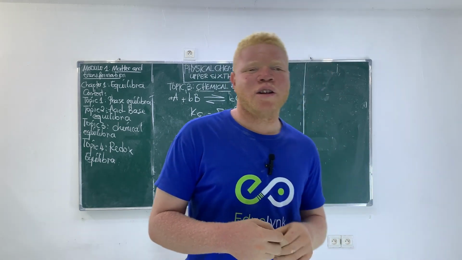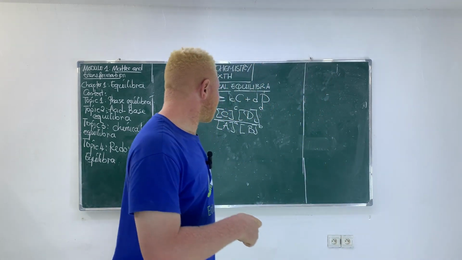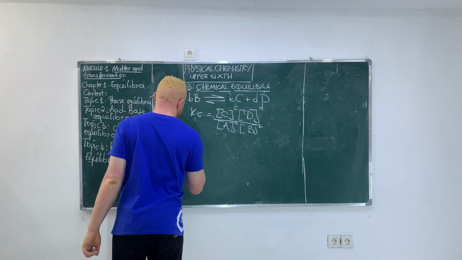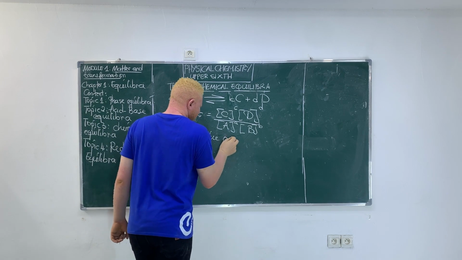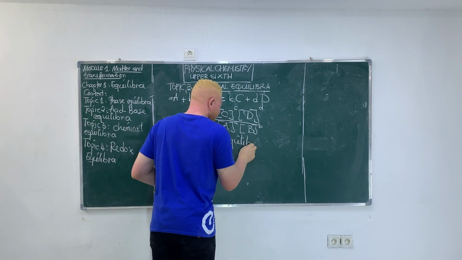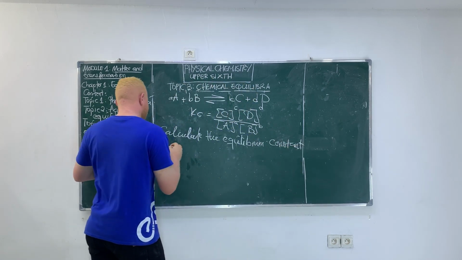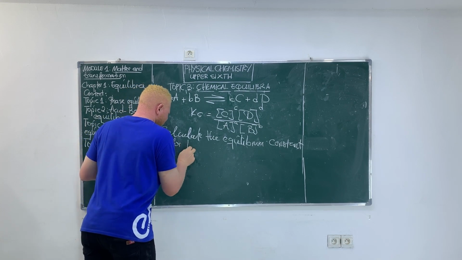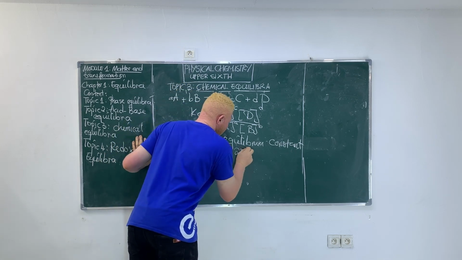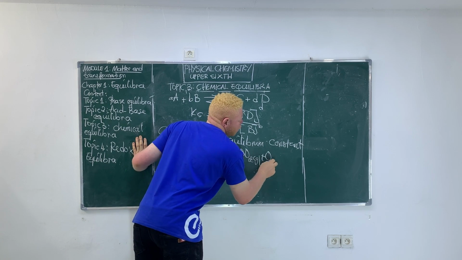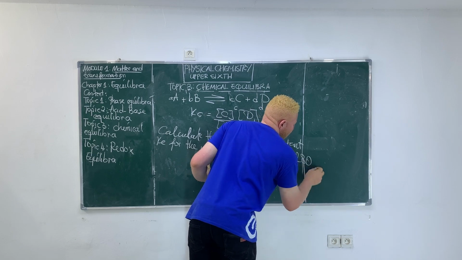Let's see how we can calculate the equilibrium constant Kc for a reaction that has attained equilibrium. So consider the reaction. Example: calculate the equilibrium constant Kc for the reaction 2SO2 gas plus O2 gas giving 2SO3 gas.